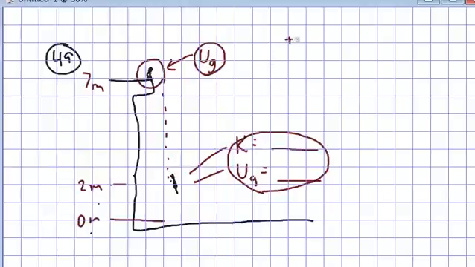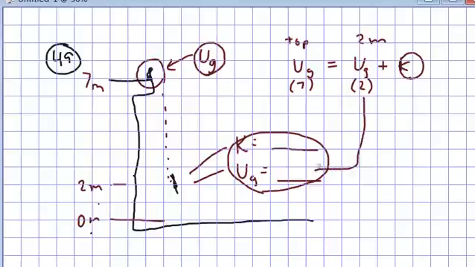So we're comparing two locations, the top and the 2 meter mark, and the total energy should be equal. At the top we only have UG, and at the bottom we have UG plus K. Remember, this is UG at 7, and this is UG at 2. And we're being asked to solve for the K. The UG, the potential energy of gravity at 2, we can solve directly because we know the m, the g, and the h.